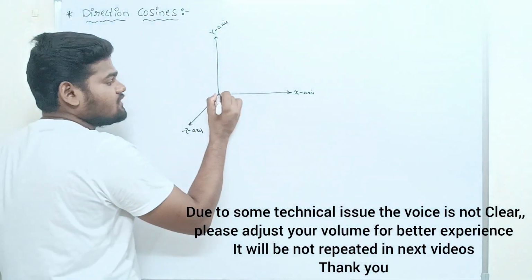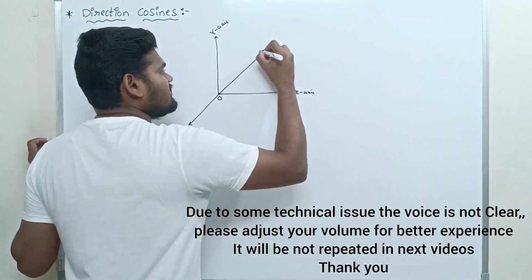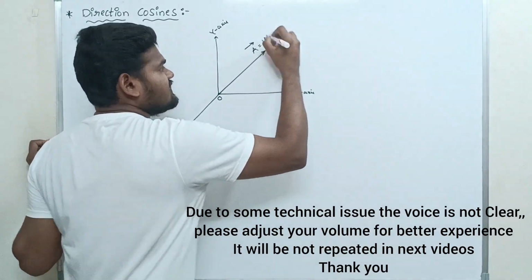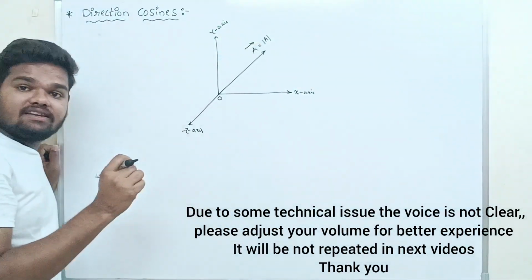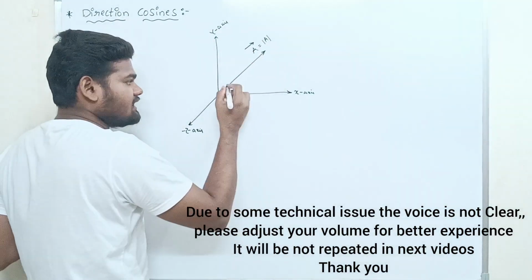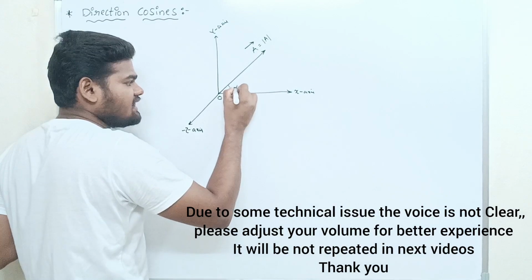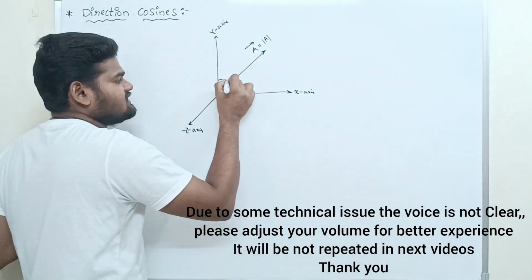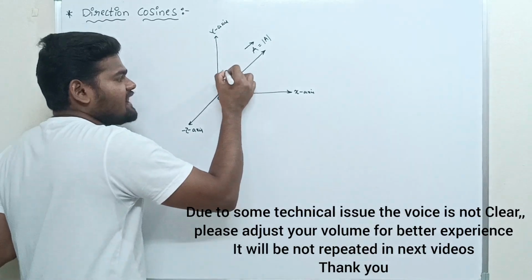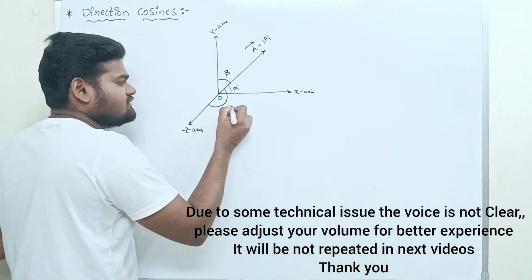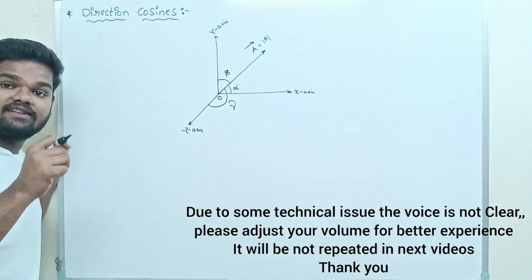In this coordinate system, from the origin, I'm taking a vector A bar. Let us consider the magnitude of this vector A bar to be magnitude of A. This A bar vector is making an angle alpha with the x-axis, angle beta with the y-axis, and angle gamma with the z-axis.